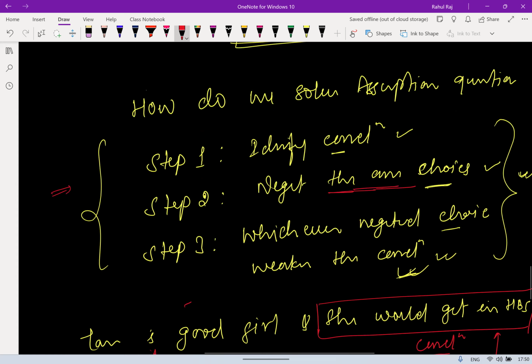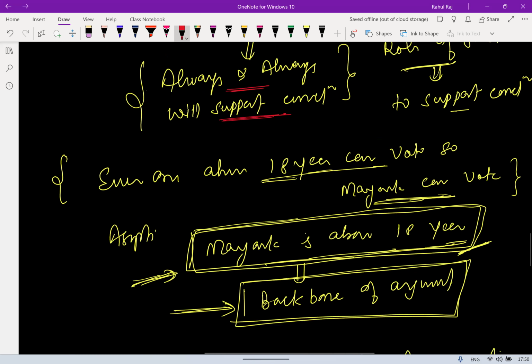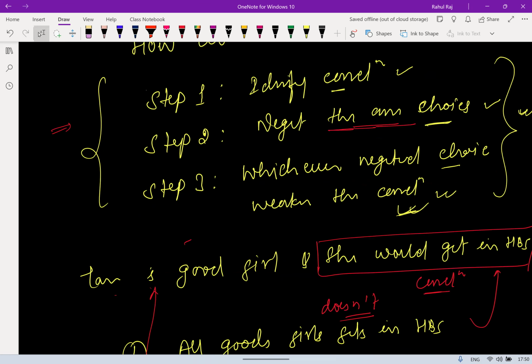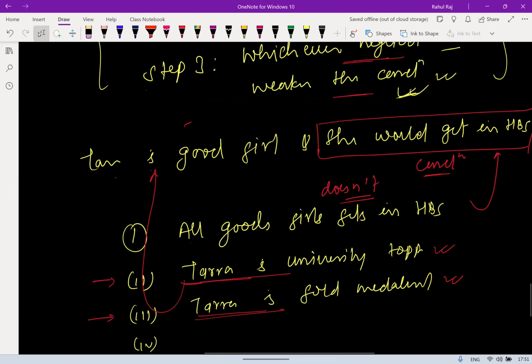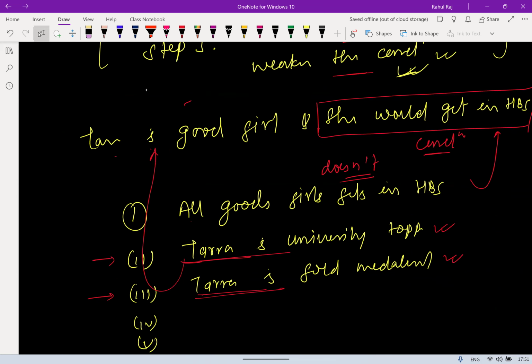I have just taught you that assumptions are something that always and always supports the conclusion. But when I taught you how to solve an assumption question, I said you negate the answer choices and look for whichever negated choice weakens the conclusion. Why am I asking you to do this? Because if you directly choose an answer that supports the conclusion, there could be a lot of third-party information which you may not be able to identify at that point, but eventually it won't be supporting the conclusion. It's completely third-party information, a completely out-of-scope answer.